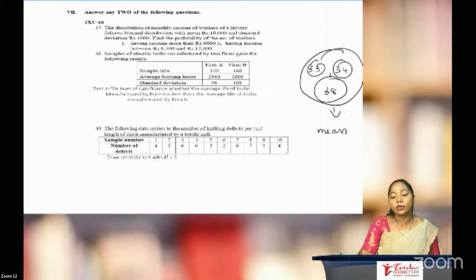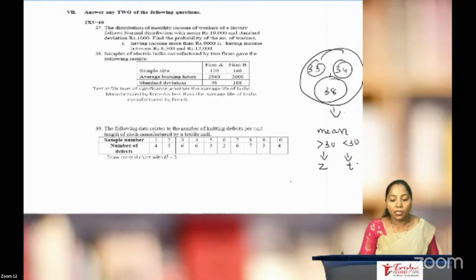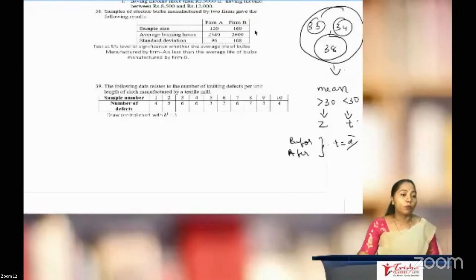If there is the word mean, then it is mean test. You have 4 formulas. Check whether the sample size is more than 30 or less than 30. If it is more than 30, Z test. If it is less than 30, T test. If the data is before and after, it will be paired T test. If proportions are given, percentage values are given, then it is proportion test. Proportion, percentage, point values are given, it will be proportion test. Again Z test, proportion test.